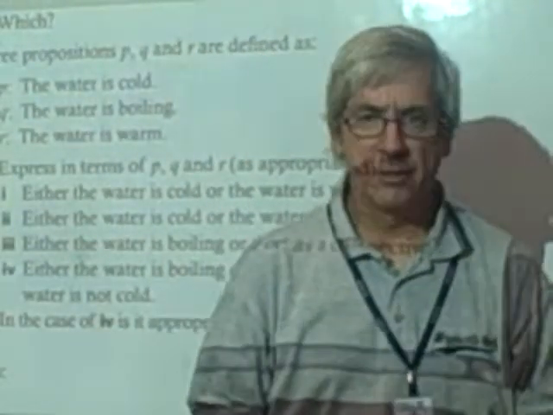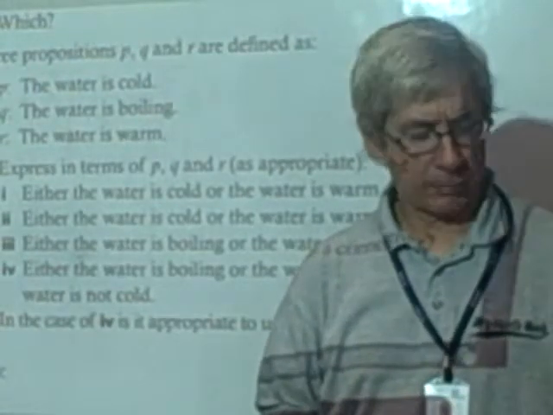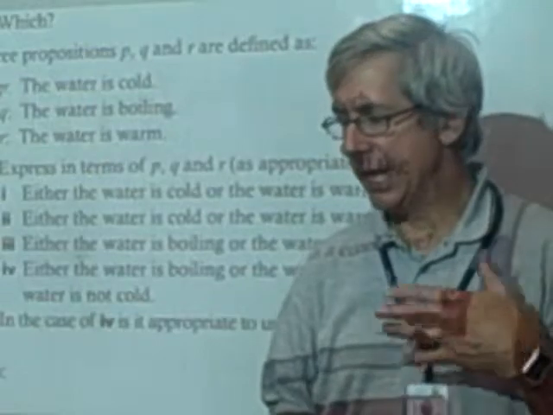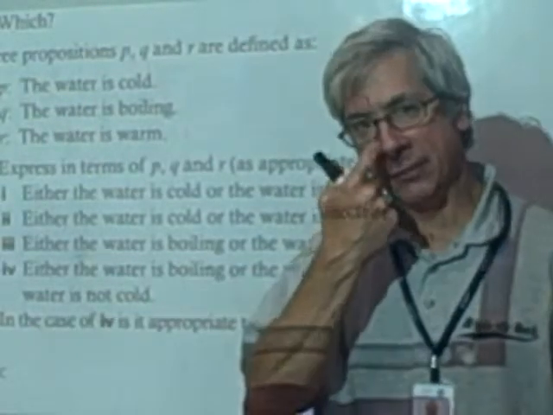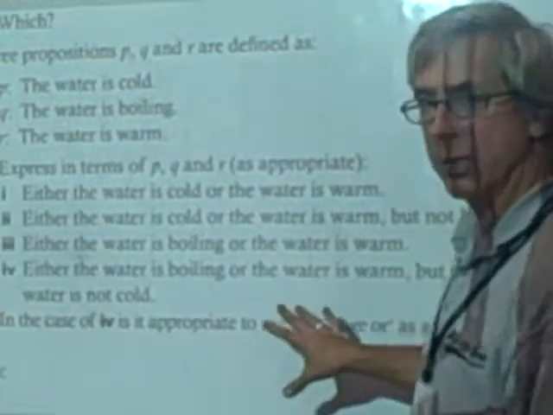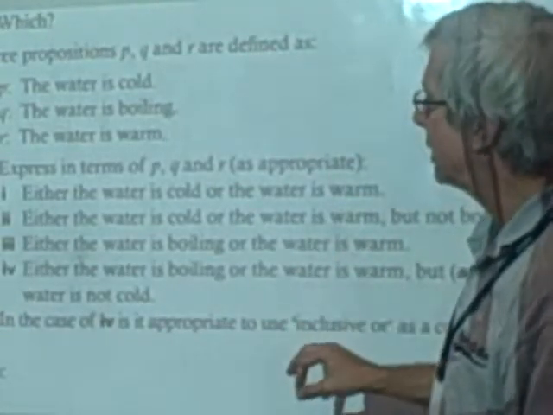Okay, welcome to this video. This is on problem 2 and problem 4 from section 9E, and it has to do with the inclusive and the exclusive or the disjunction. So this is the problem we're going to do first. It's number 2, page 392.